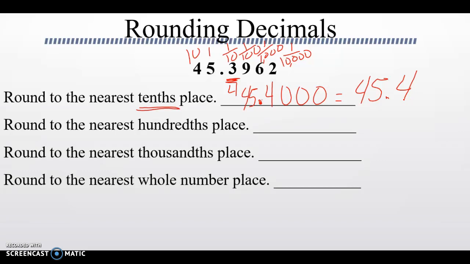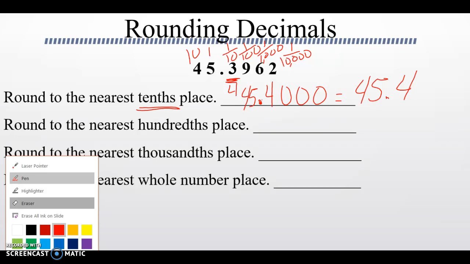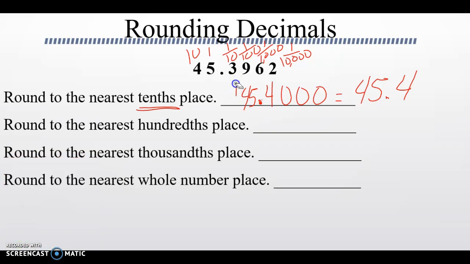All right, next we have round to the nearest hundredths place. So now you need to find the digit that's in the hundredths place, which is the 9. Okay, step 2, look to the digit behind your target. It's a 6. 6 is greater than 5. So everything behind my target will turn to a 0. So my 9, remember, it goes up 1. 9 plus 1 is 10.